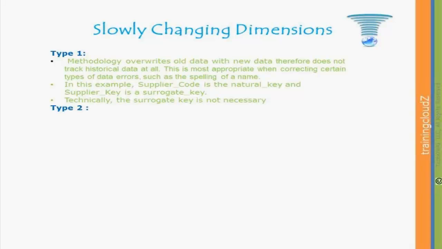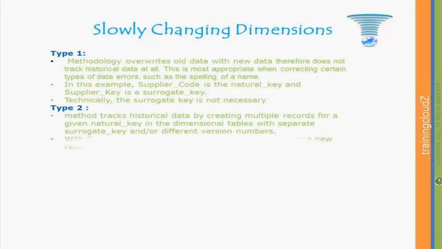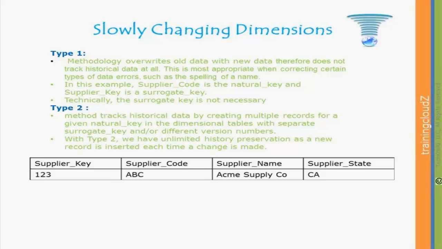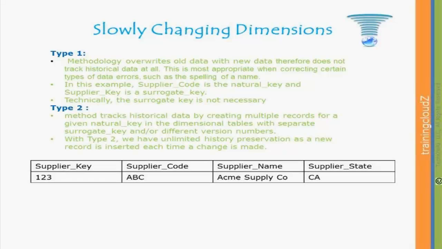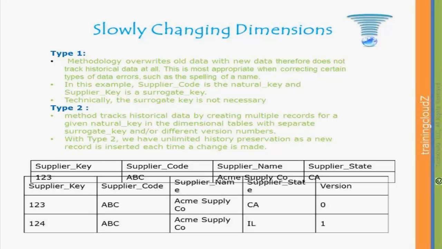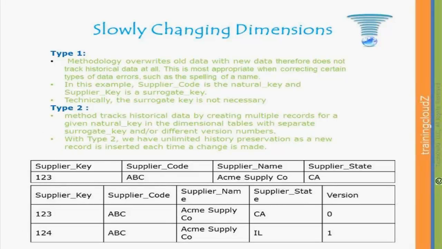Let me just go and pull out the data records, the small tables. This is the type 1 dimension, guys. Supplier key, supplier code, supplier name, and supplier state. A simple type 1 dimension. If you see here, now, let us say the supplier state has changed. How it will look is, it will just override.